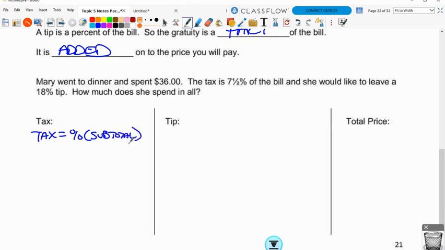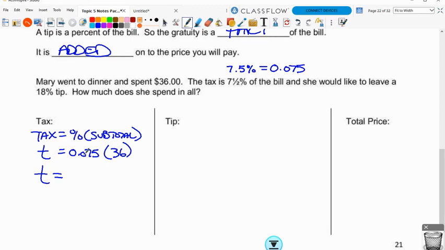And they told us for the tax rate, it was 7.5%, which is the same as 7 5/10%. Move that decimal point 2 times to the left, and that's going to give you 75 thousandths in decimal form. So that's our tax rate in decimal form. The subtotal, all right, her bill was $36. And we're calculating T, how much tax that is going to be. So in order to get the value of T, the tax, we're going to multiply 75 thousandths times 36.